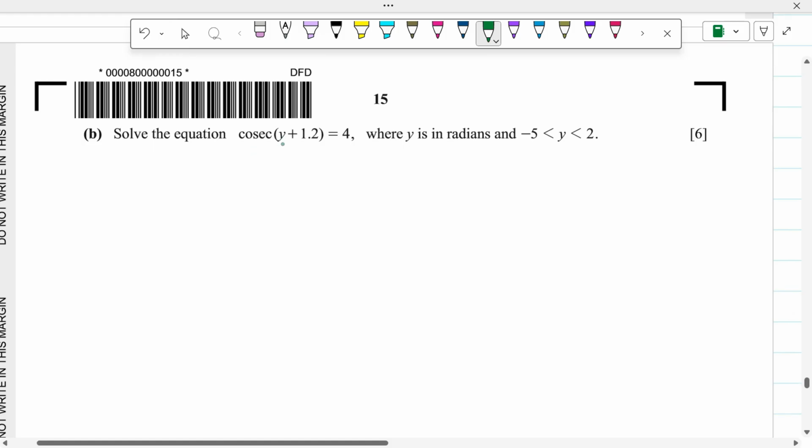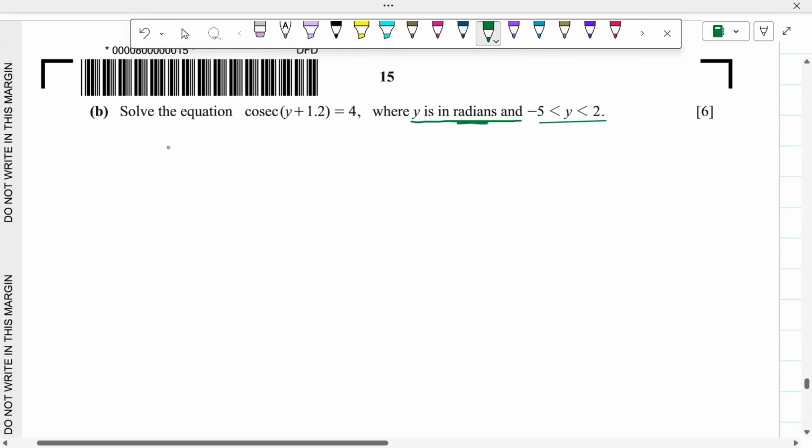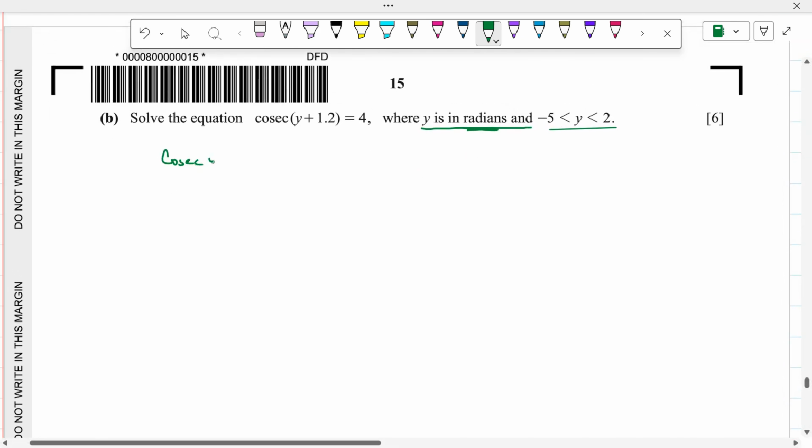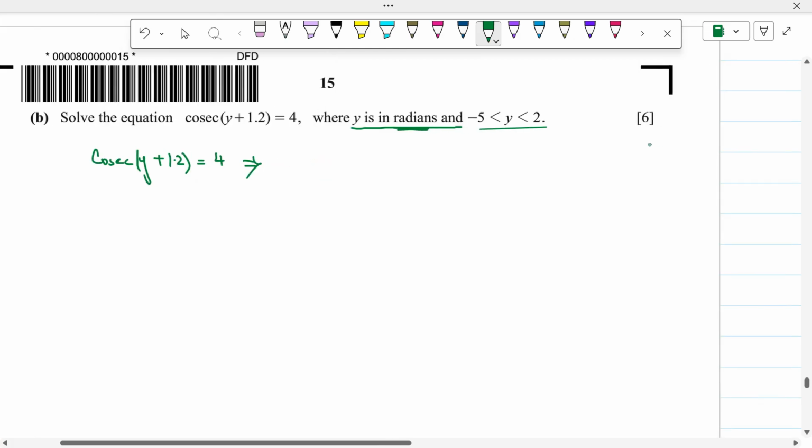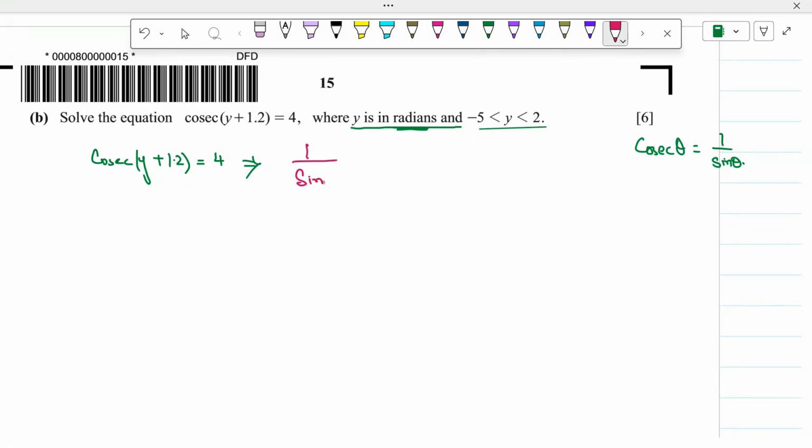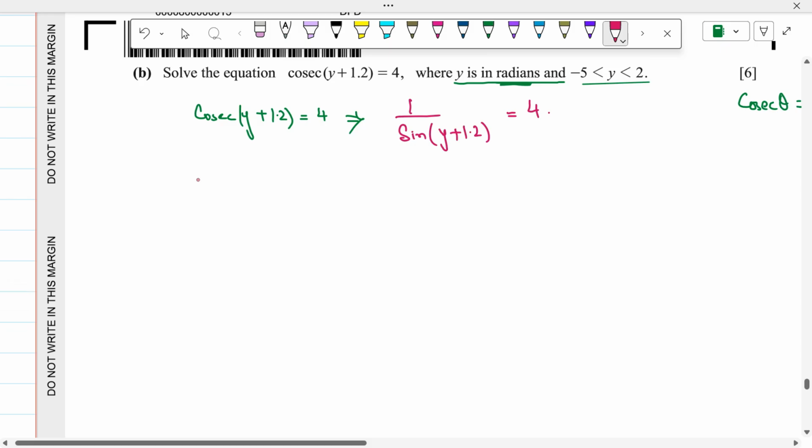Solve the equation cosec(y) + 1.2 = 0, where y is in radians and the range of y is less than 2 and greater than −5. The angle should be in radians. So from the equation cosec(y) + 1.2 = 0, we know that cosec of theta is equal to 1 over sine of theta. So this equation can be written as 1 over sin(y) + 1.2, and this is equal to 4. By cross multiplying, we will have 1 over 4 is equal to sin(y) + 1.2.